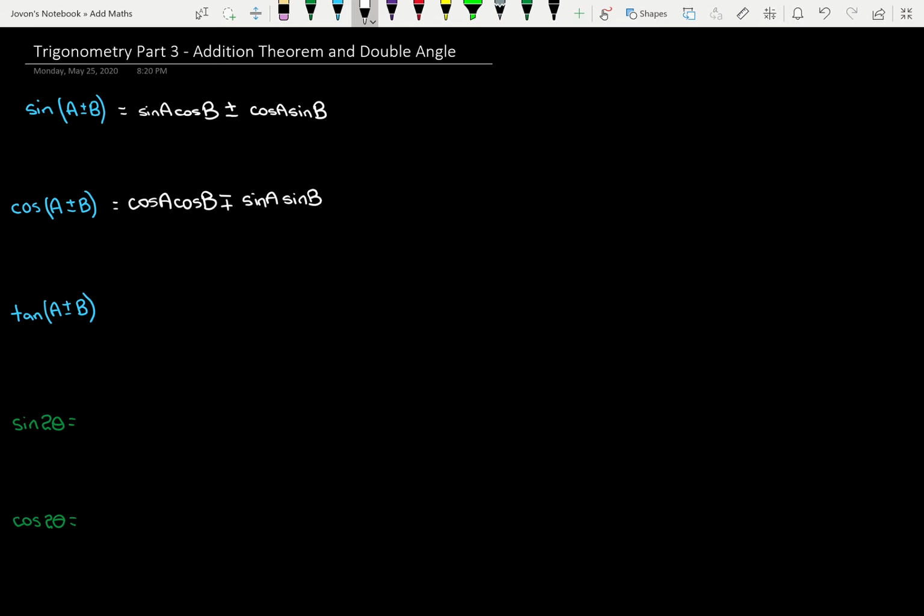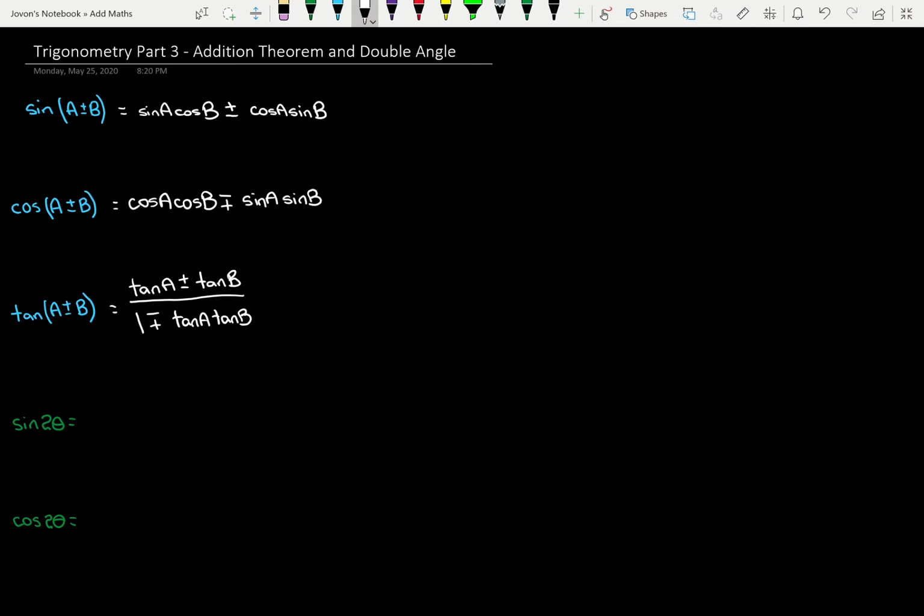And then we need to learn the expansion for tangent. The expansion for tan (A plus or minus B) is tan A plus or minus tan B, all over 1 minus plus tan A tan B. So tan (A plus B) would be tan A plus tan B over 1 minus tan A tan B, while tan (A minus B) would be tan A minus tan B over 1 plus tan A tan B. Okay, so these are important formulas which you need to know.